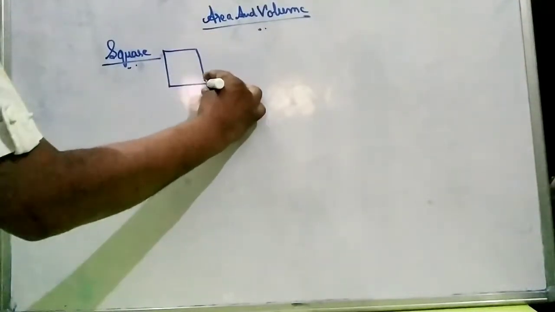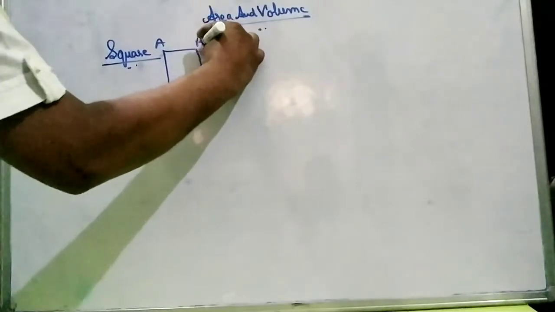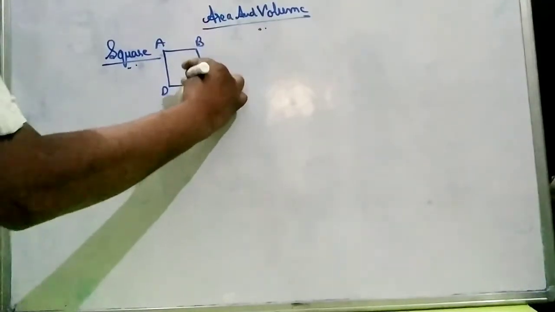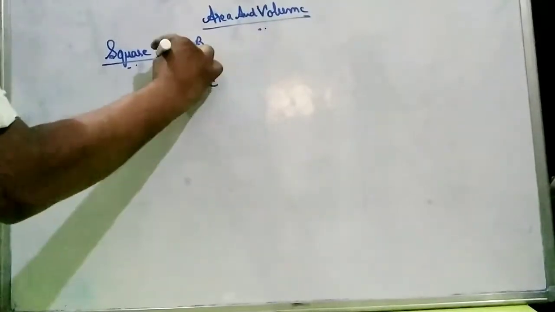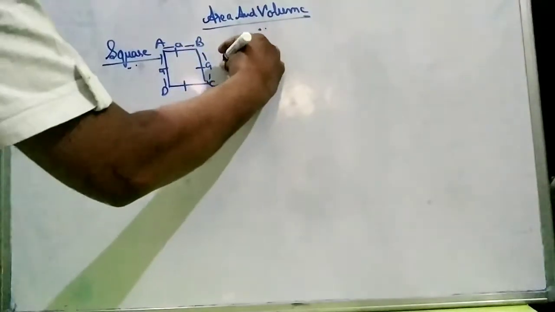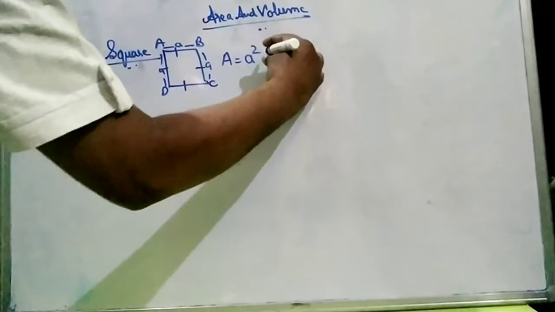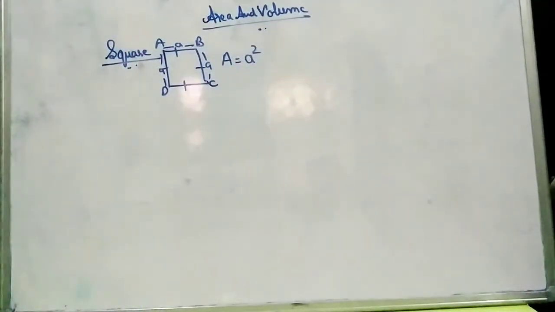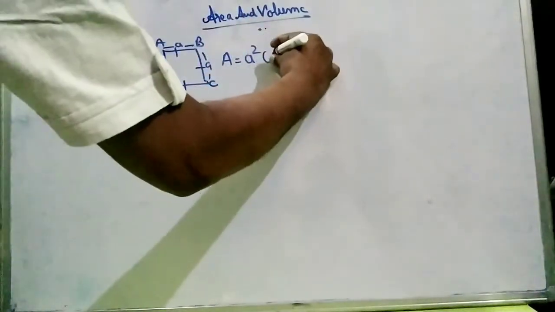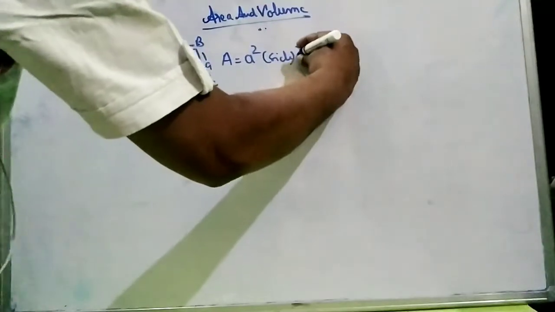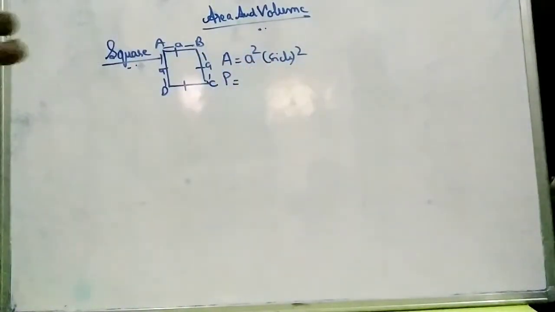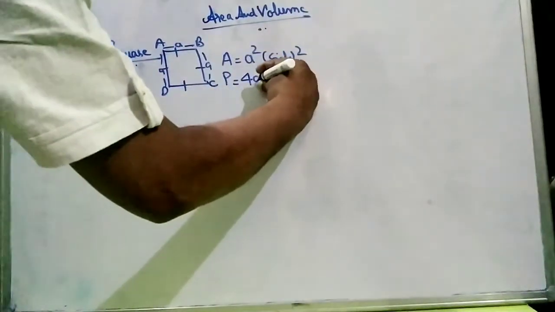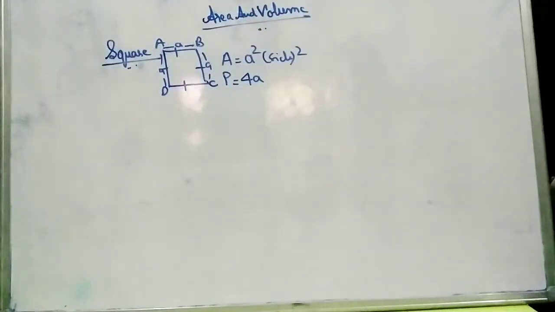In a square, all the four sides are equal, A, B, C, D. When all four sides are equal, the side is denoted by A. So the area of this is A square, side square. And if we have to find the perimeter, which is denoted by P, it is equal to 4A.